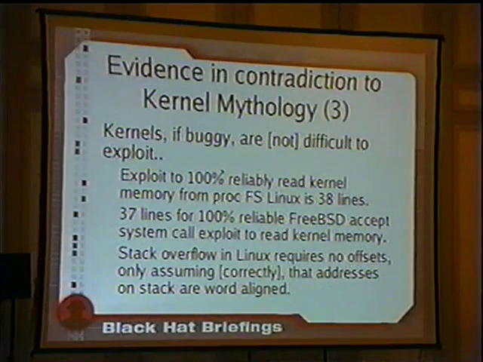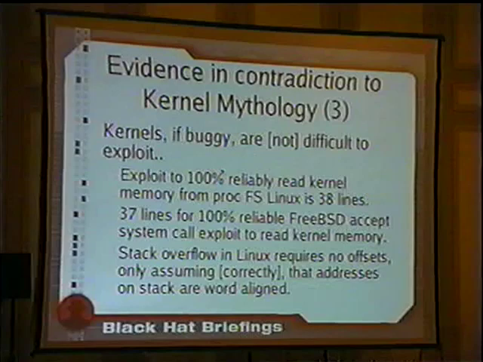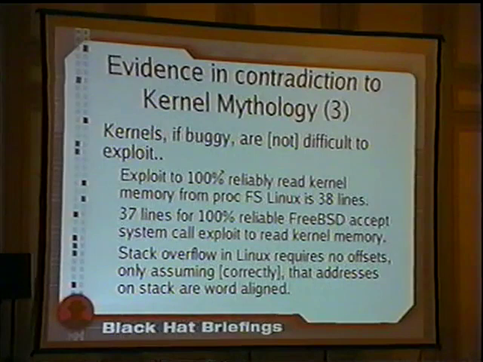So some more evidence in contradiction to the kernel mythology. If kernels are buggy, they are sometimes reasonably simple to exploit. To read arbitrary memory using procfs in Linux 2.2 and most of the 2.4s, it's 38 lines of C, and it's 100% reliable. Likewise for the FreeBSD accept system call, for which an advisory was released last year, 37 lines of C, and 100% reliable also. Incidentally, the Linux people do have the exploit for the procfs code. I did send it to them. And I also did send the FreeBSD people the accept exploit as well. And I'll actually show the accept exploit later on in the exploitation part.